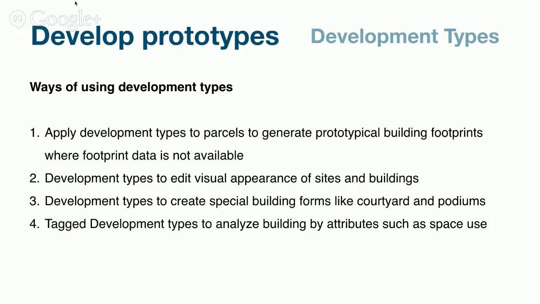Another use of development types is just for visual appearance. If we want to have an abstract building versus a detailed building, we might just want a box. That's a white blob. We call those sugar cubes when we're playing with this. You might want a sugar cube, or you might want a highly detailed building.